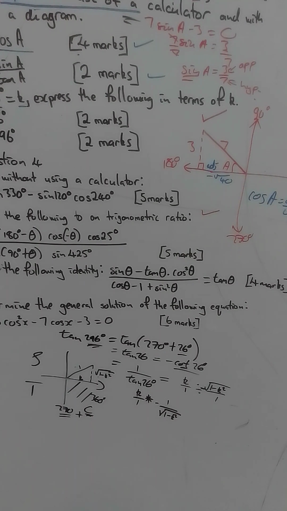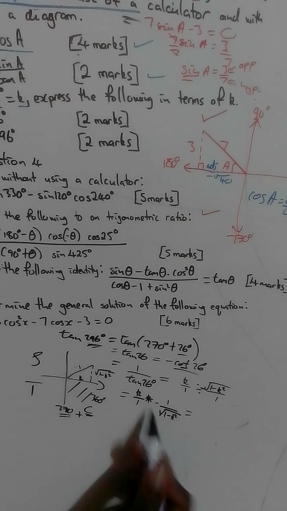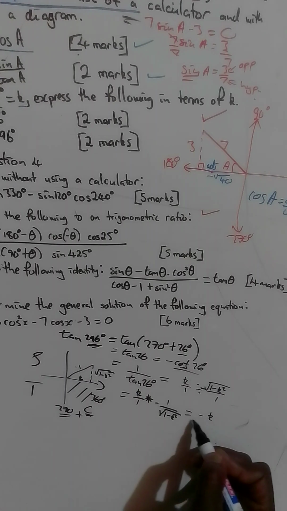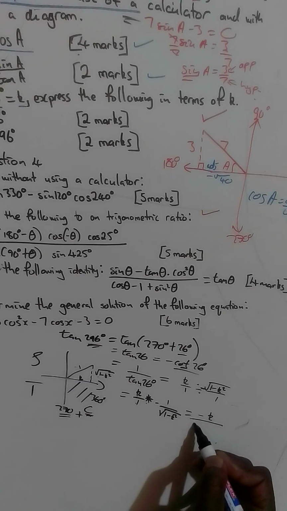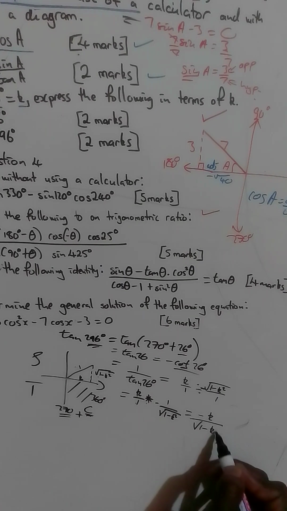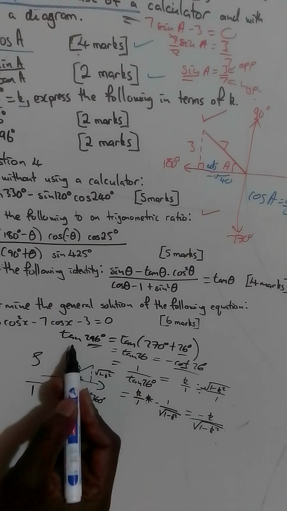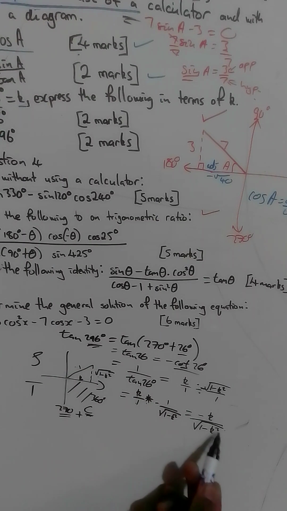Now, what are we going to do? We're going to say that k multiplied by negative 1 gives us negative k, all over 1 multiplied by square root, which gives us square root of 1 minus k squared. So this is the final answer. For tan 296, it is equal to negative k over square root of 1 minus k squared. This is the answer that we get, right? Hopefully it's understandable. Let's continue.